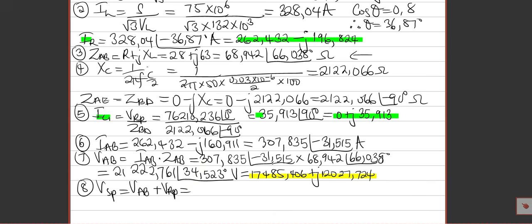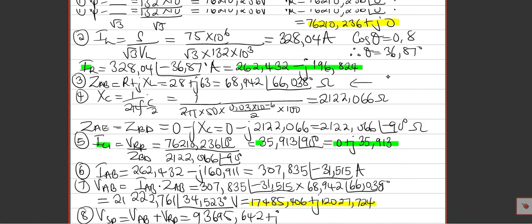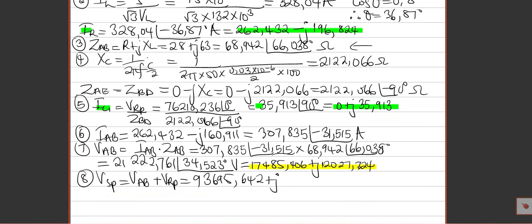All right. So this is 93695 comma 642 plus J. So now I'm saying 0 plus this one here, which is 12027 comma 724. Next, I convert it to polar form.